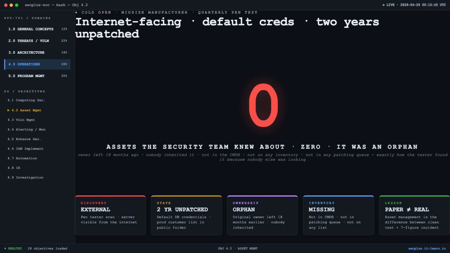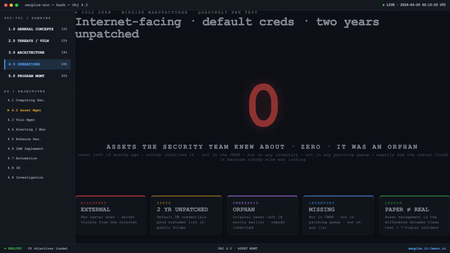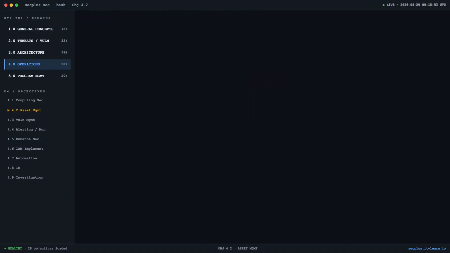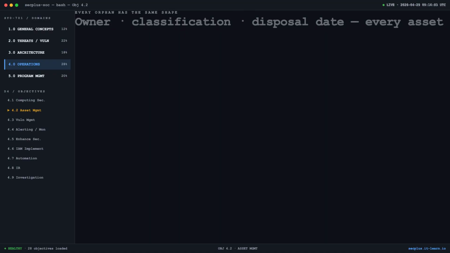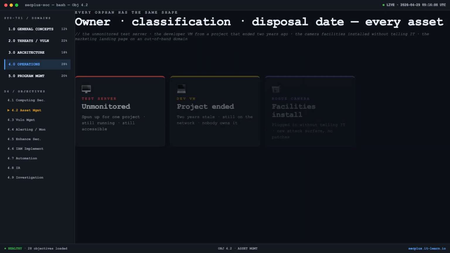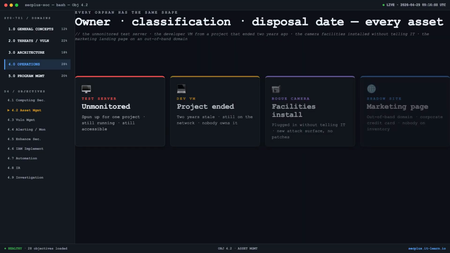The unmonitored test server, the developer's VM from a project that ended 2 years ago, the camera the facilities team installed without telling IT, the marketing landing page hosted on an out-of-band domain. Every one of those is an asset, and every one of those needs an owner, a classification, and a disposal date. That is the whole framework. The exam asks scenario questions, and the right answer is almost always the one that names a missing lifecycle phase.